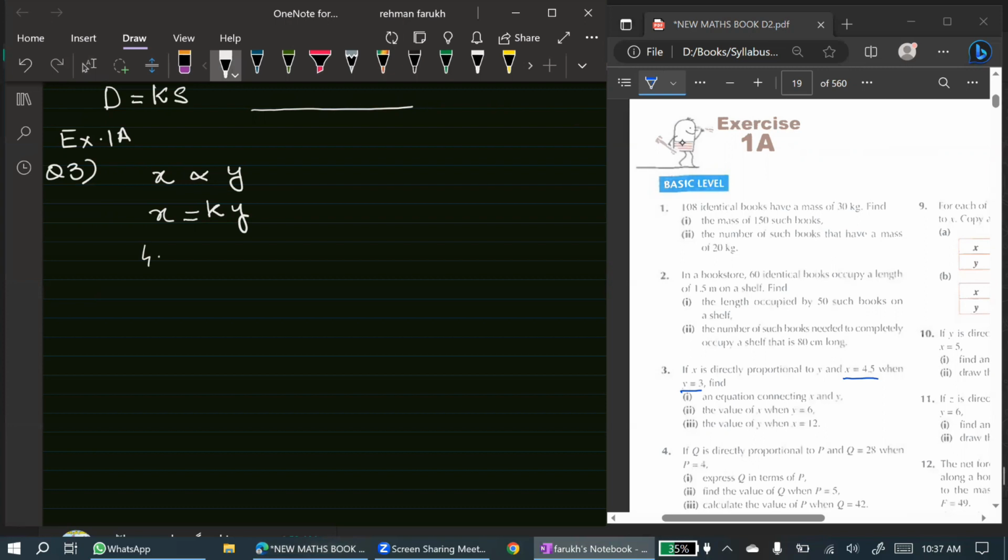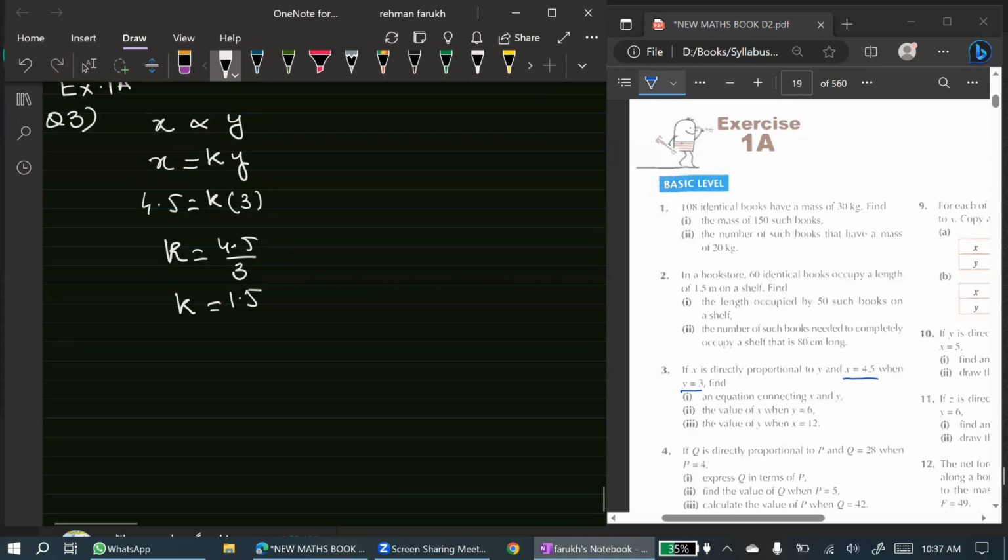x is equal to 4.5 and y is equal to 3. k is equal to 4.5 divided by 3. The answer is 1.5. So the connecting equation is x is equal to 1.5 into y.